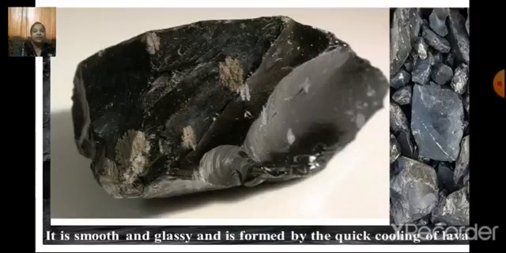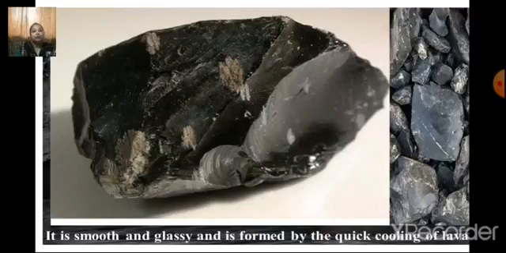Now the next igneous rock that we are going to discuss is obsidian. Obsidian is smooth and glassy. It is formed by quick cooling of lava. It is dark colored igneous rock and it is formed when magma cools quickly. It is sometimes colorful also.